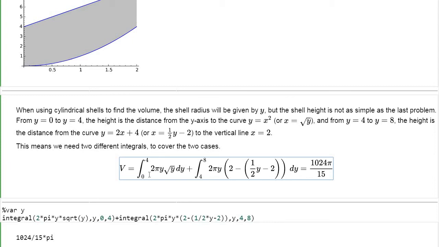From 0 to 4, it's 2 pi times the radius, which is y, times the height, which is given by the parabola in terms of y. So square root of y is the parabola. And then from 4 to 8, you have a different formula. It's 2 pi times the radius. The radius is still y, but the height is now 2 minus the line. The line is y minus 4, all divided by 2, or if you kind of break it up into two fractions, half y minus 2, whichever way you like it.